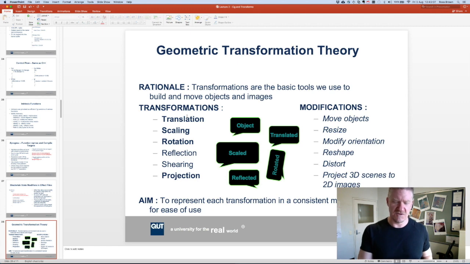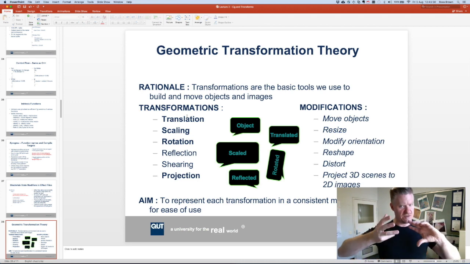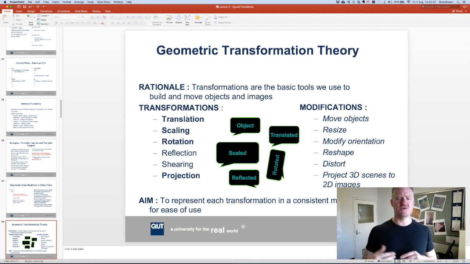the hardware, the practical session, inside the pixel or vertex shaders. They allow you to do these transforms. Typically it's done in the vertex shader. So the idea is it allows you to move objects, resize them, modify their orientation, reshape, distort, and project those 3D scenes to 2D images so that you get a 2D image on the screen in front of you.